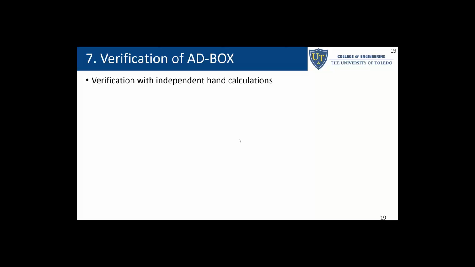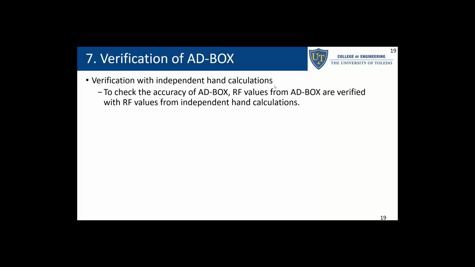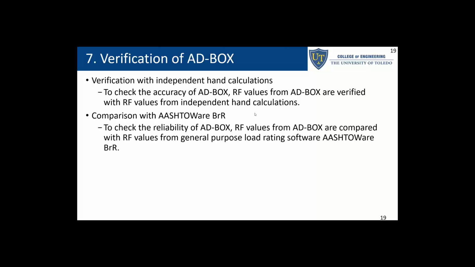So the verification of AdBox is another main task. Verification of AdBox includes 2 distinct methods. One is verification with independent hand calculations. To check the accuracy of AdBox, rating factor values from AdBox are verified against the rating factor values from the independent hand calculations. The other is comparison with the AASHTOWare BRR. To check the reliability of AdBox, we compared the values from AdBox with the values from the AASHTOWare BRR.